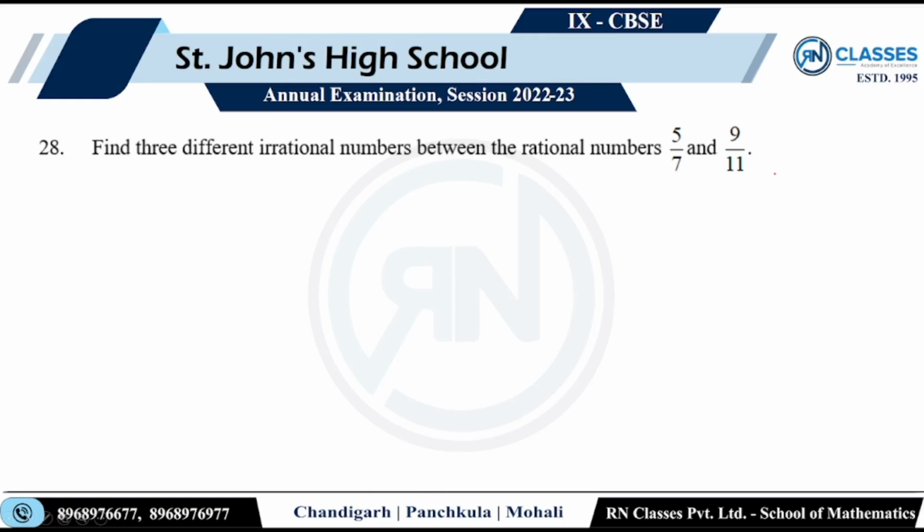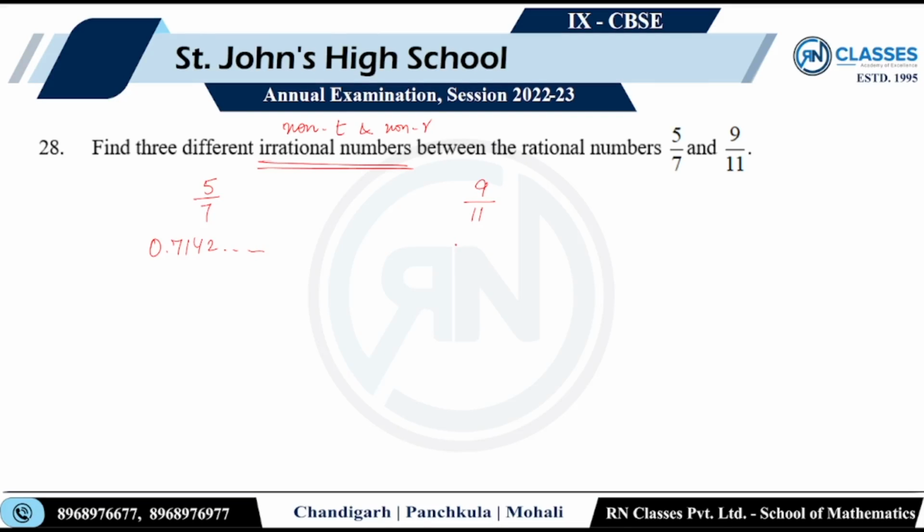Question number 28. Find 3 different irrational numbers की बात करी उसने between 2 rational numbers. Of course, so 5 by 7 and 9 by 11 के बीच में irrational numbers चाहिए. Irrational numbers मतलब कि किसकी बात कर रहा है वो? Non-terminating and non-repeating. Right? So 5 by 7 को आप जैसे डिवाइड करोगे आपके पास आ जाएगा 0.7142 and so on. Right? 3-4 डेसिमल्स और हो सकते हैं बट मेरे को ये दिखा.